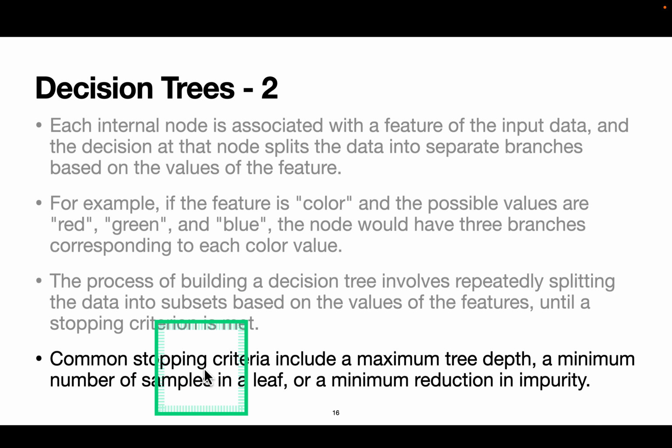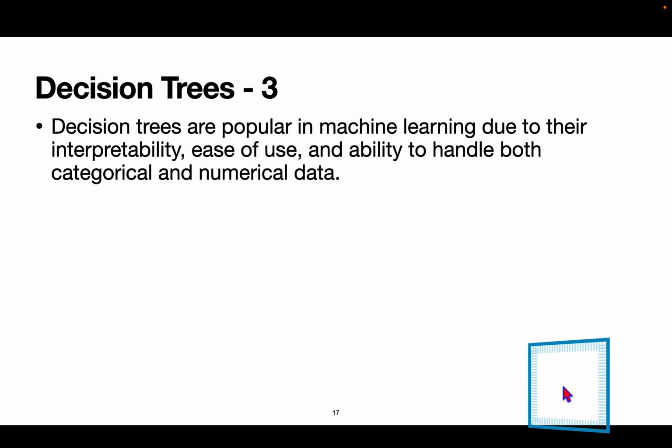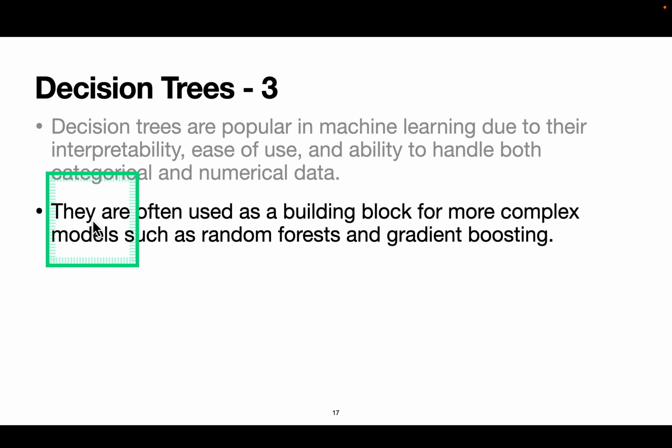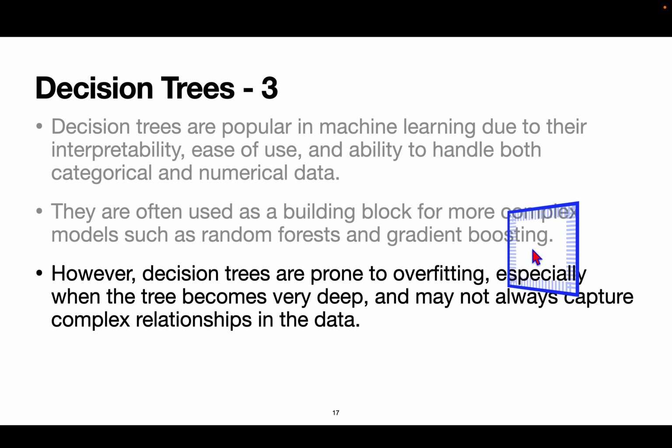Common stopping criteria include a maximum tree depth, a minimum number of samples in a leaf, or a minimum reduction in impurity. Decision trees are popular in machine learning due to their interpretability, ease of use, and ability to handle both categorical and numerical data. They are often used as a building block for more complex models such as random forest and gradient boosting.